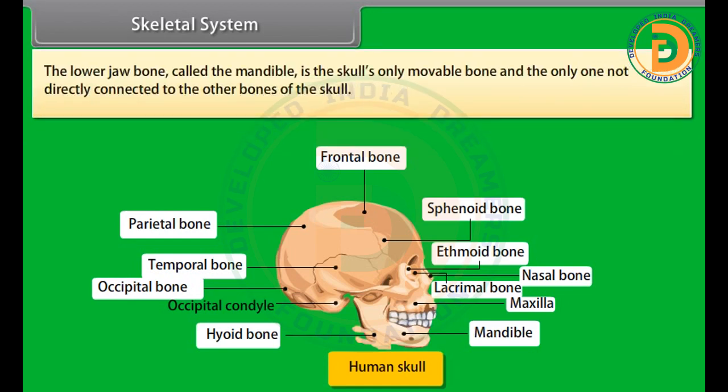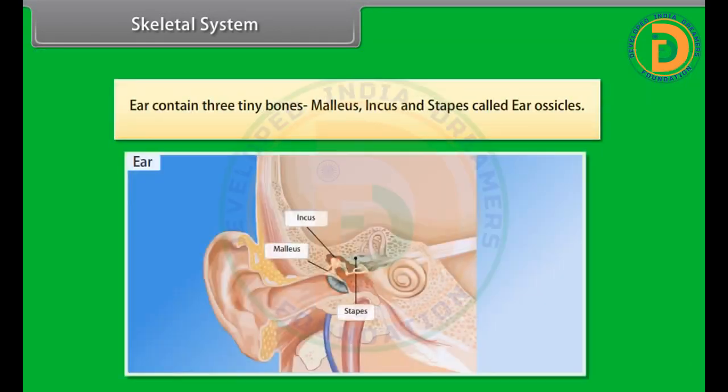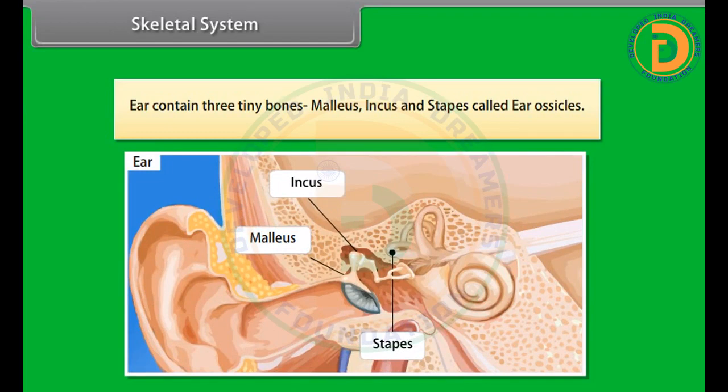The lower jaw bone, called the mandible, is the skull's only movable bone, and the only one not directly connected to the other bones of the skull. The ear contains 3 tiny bones, malleus, incus, and stapes, called ear ossicles.